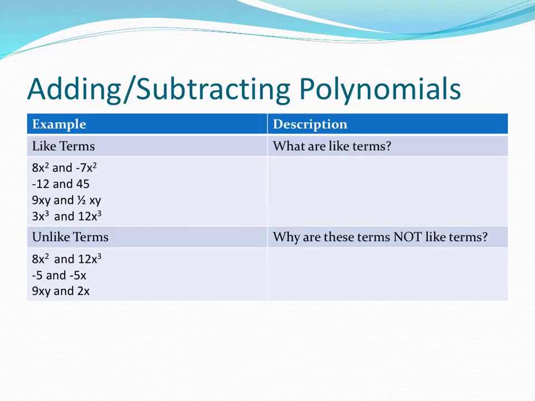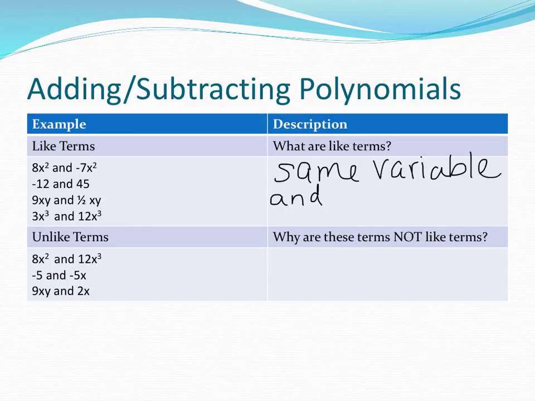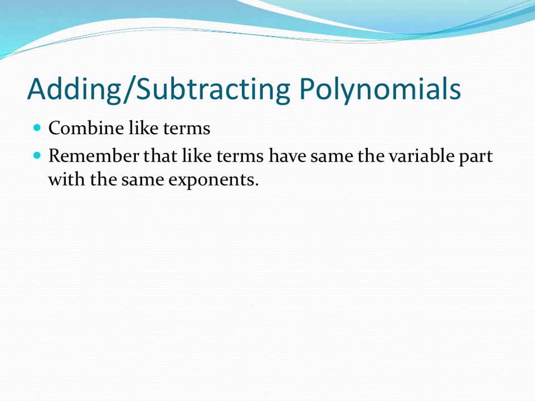So, of course, just to review really quickly, like terms have the same variable and exponent. And, of course, unlike terms do not have the same variable and exponent part. So remember, when we want to add and subtract polynomials, we must have like terms, which means that like terms have the same variable part with the same exponents.